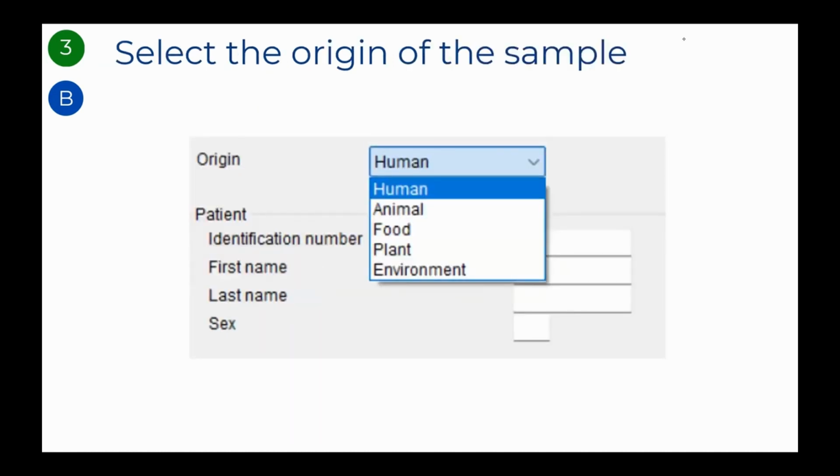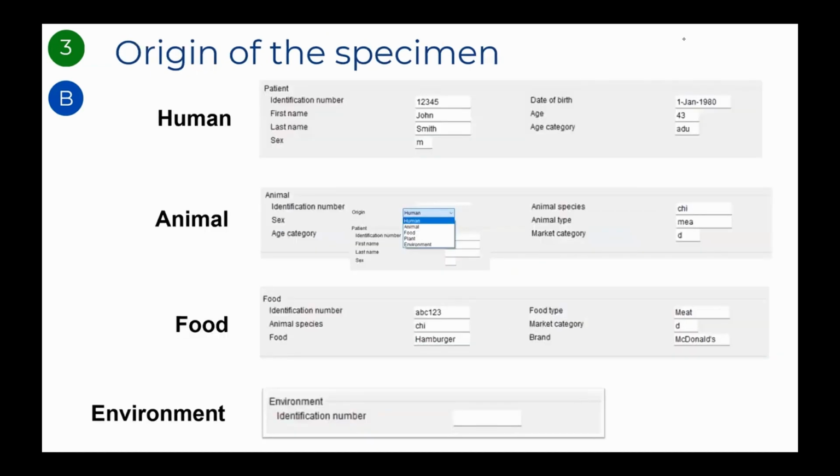In the first question, origin, you have the options of human, animal, food, and environment. If I choose human, I will see the questions listed here at the top: first name, last name, sex, date of birth, etc. Under animal, WHONET requests the animal species, the animal type, and the market category. If I select food, I can indicate that this is a hamburger from chicken. I can indicate the type of food, which is meat, as well as the brand, for example, McDonald's. Under environment, you can enter the identification number of the sample.